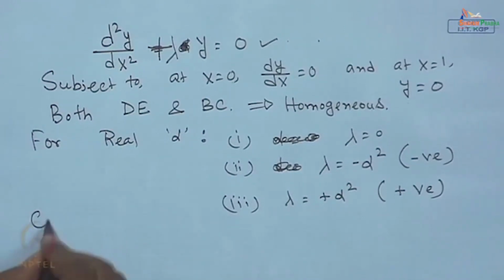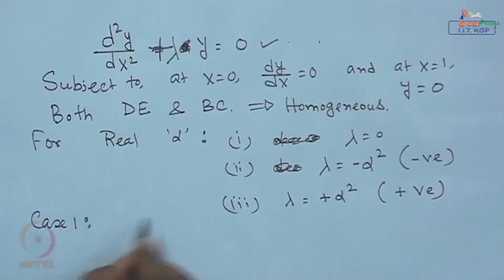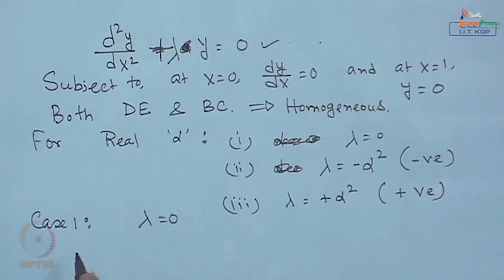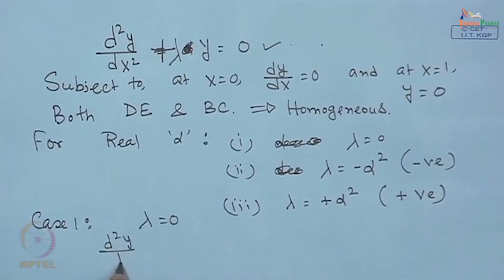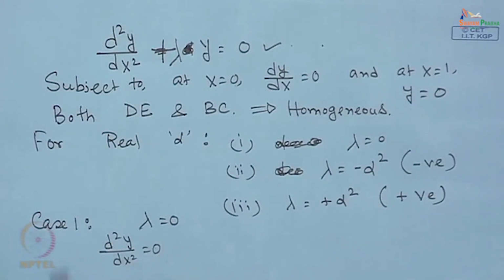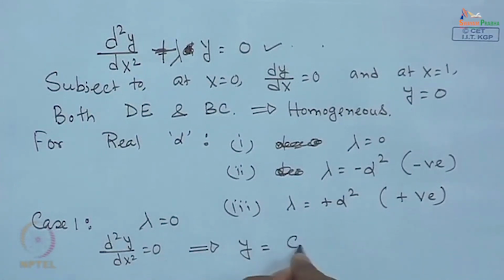So, case 1 will be lambda equal to 0. So, what we will be getting is that d square y/dx square is equal to 0. Now, we have already seen earlier the solution of this equation is y is equal to c 1 x plus c 2. Next, we utilize these two boundary conditions and evaluate the constants c 1 and c 2 and see what we get.